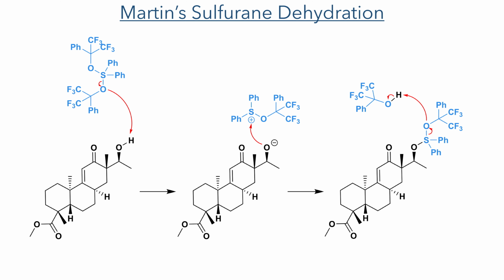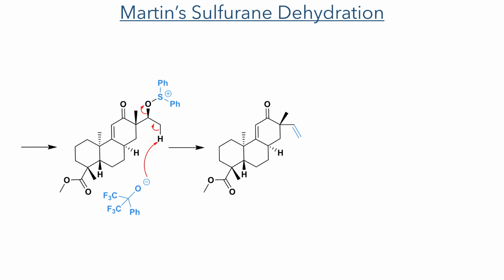To convert this newly produced alcohol into the required alkene, the researchers used Martin's sulfurane. This first deprotonates the alcohol, and the resulting anion attacks the sulfur atom, together with the elimination of hexafluorophenyl propanol. A further protonation occurs, and another equivalent of hexafluorophenyl propanol is eliminated.